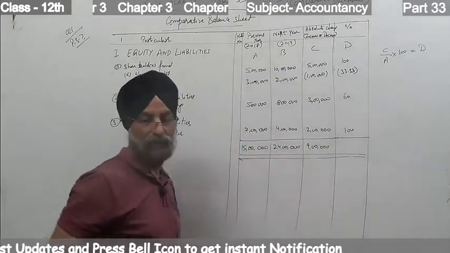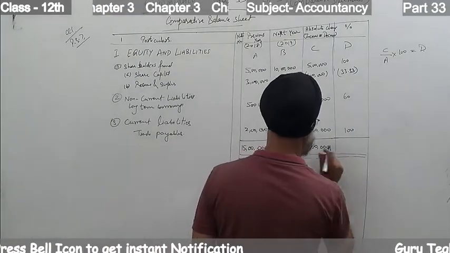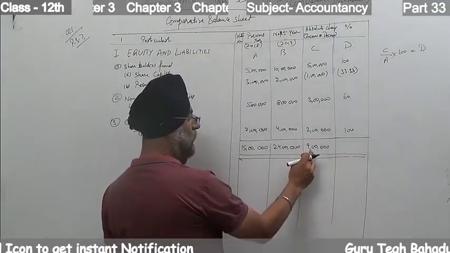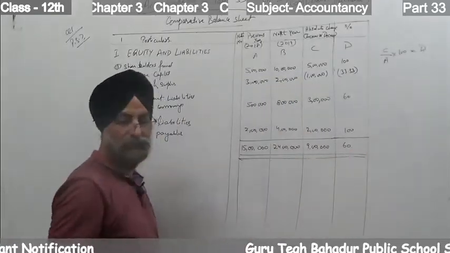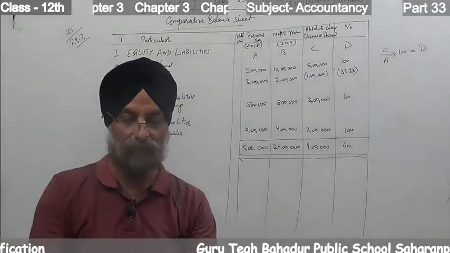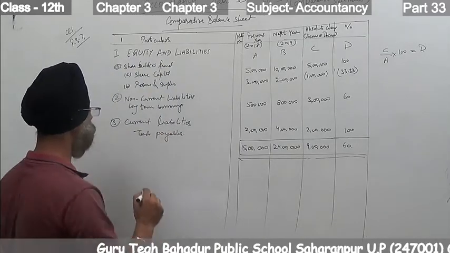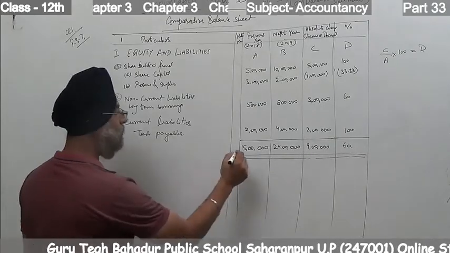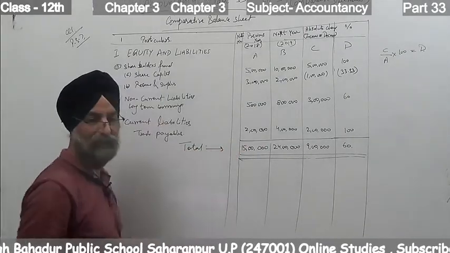Now come to this. 9 lakh by 15 lakh into 100, this is 60%. In the same way, you have to solve the asset side. Now open asset side. This is the total of equity and liability side. Now come to asset side.